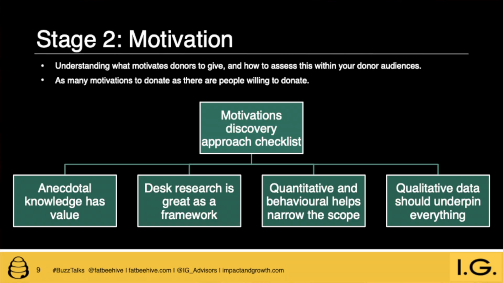The third point of the checklist would be using quantitative and behavioral data to help you narrow down the scope. Scope is super important in research because you could be researching for 5 years, 10 years, 20 years and not get to the end of it. So you need to really narrow down the scope of what is the question, what is the problem statement that you want to resolve with that piece of research.